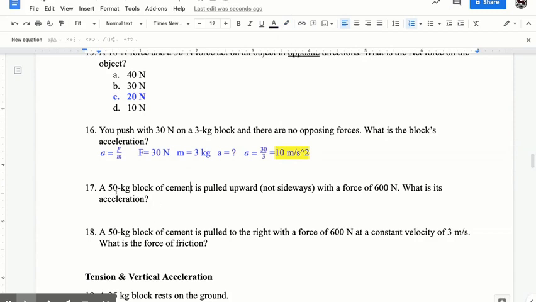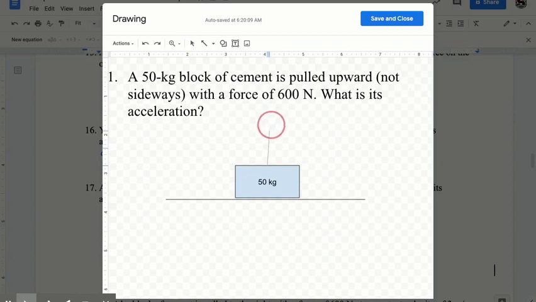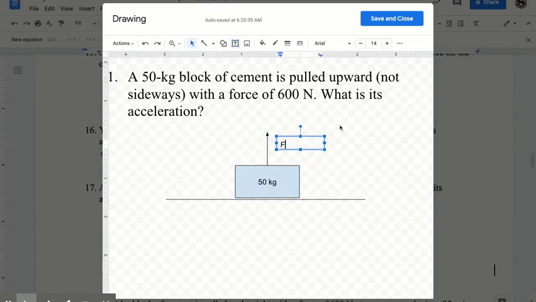Okay. A 50 kilogram block of cement is pulled upward, not sideways, with a force of 600 newtons. What is its acceleration? Well, the best thing for me is to see this in a diagram. So it's a 50 kilogram block of cement, and we're dealing with this cement on Earth, on a surface, and now it's being pulled upward with a force of 600 newtons. So let's draw that force. It goes up, and the applied force F is equal to 600 newtons.